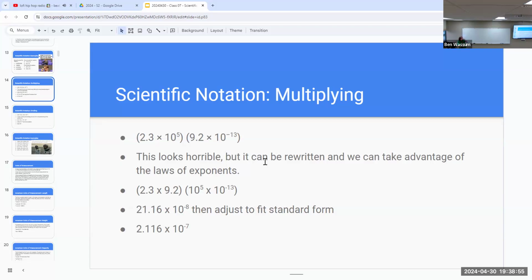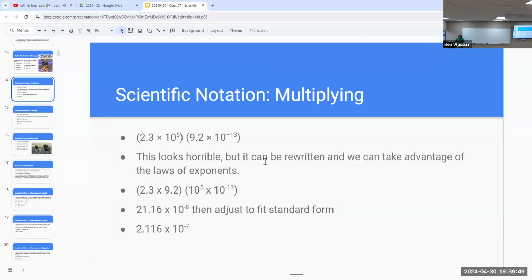Multiplication with scientific notation. It's weird, but we can actually use a lot of the rules that we've been playing with to make it really easy on ourselves. So the main things are the rules of multiplying and dividing exponents and the rules of fixing those scientific notations. Because a lot of times when you multiply or divide these numbers together, you kind of break the notation. So as awful as this looks, if I have 2.3 times 10 to the fifth multiplied onto 9.2 times 10 to the negative 13, remember that every scientific notation number is literally just a number multiplied onto another number. It's two numbers multiplied together.